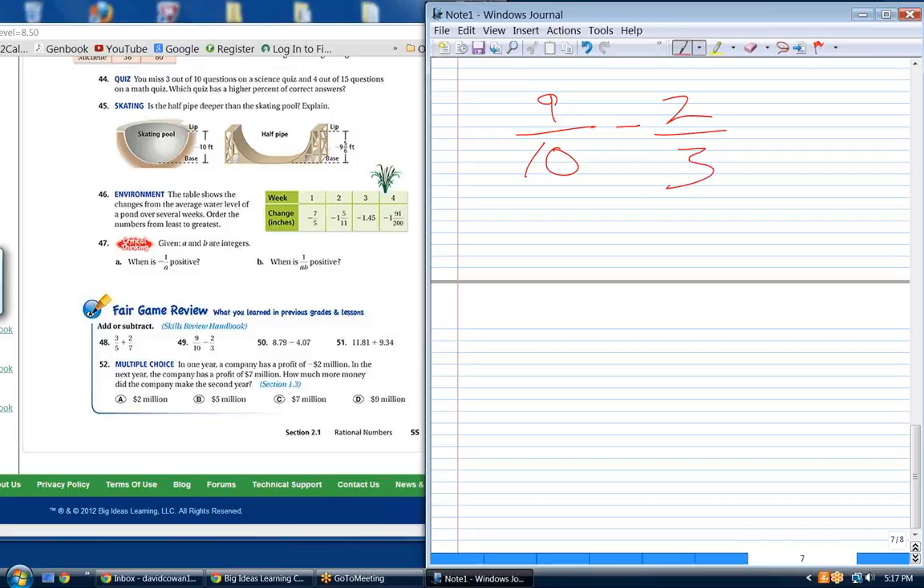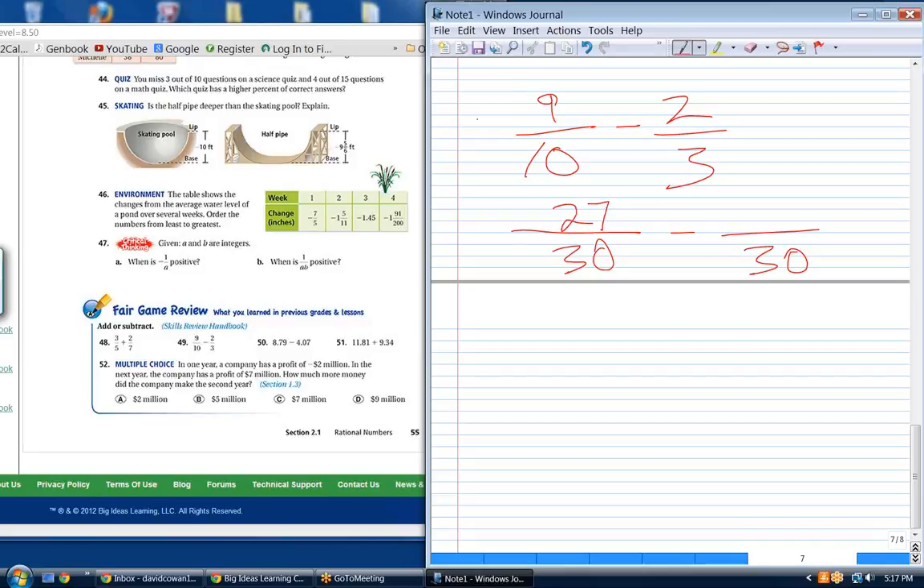What's the common denominator here? Common denominator would be 30. Okay. This term is what? One moment. That would make 27 over 30.